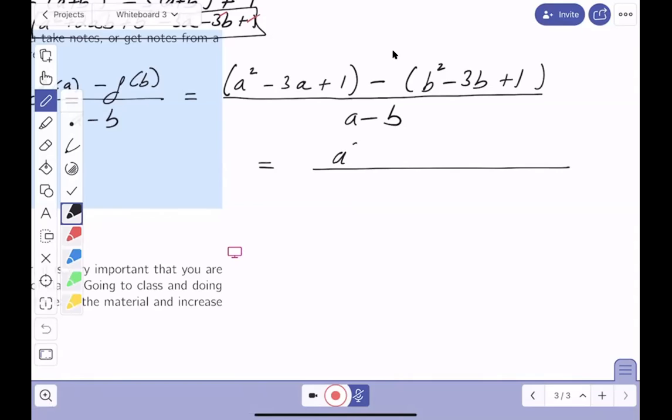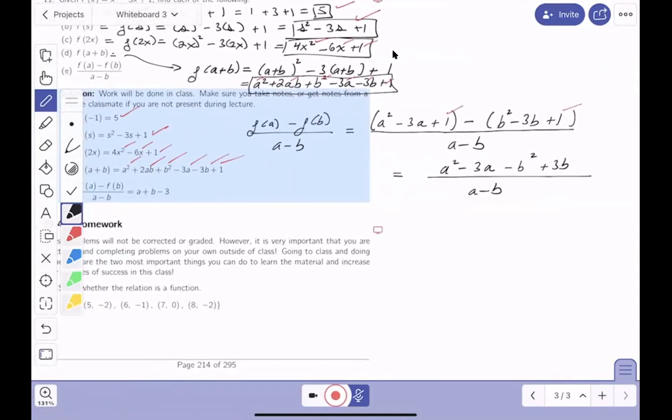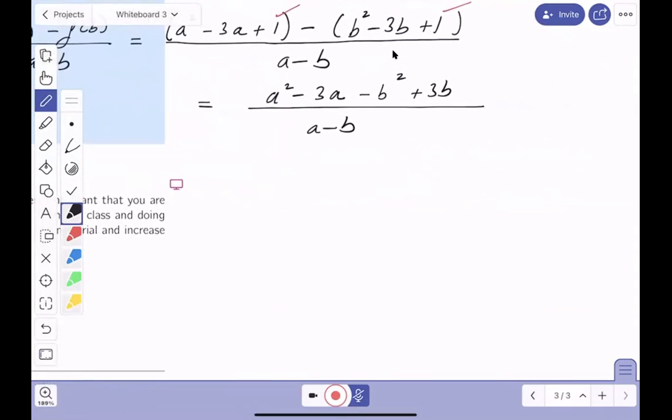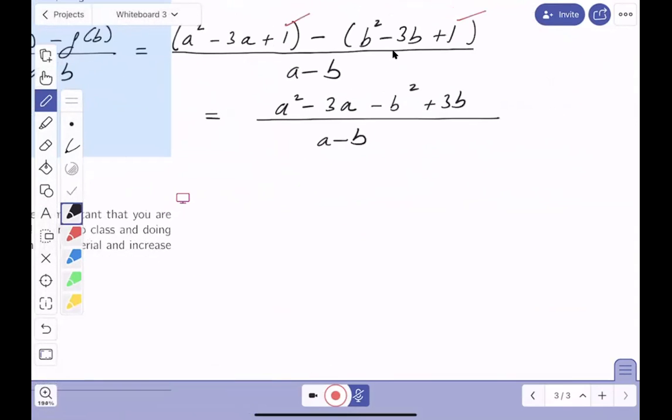A squared minus 3a. Well, the ones disappear, right? Hope you see that. 1 minus 1 is none. Let's keep going. Minus b squared plus 3b over a minus b. Well, let me look at the answer. That's still not their answer. They must have done something else. Let's keep moving. And by the way, I understand people get frustrated and say, I can't go on. Your goal is to move forward.